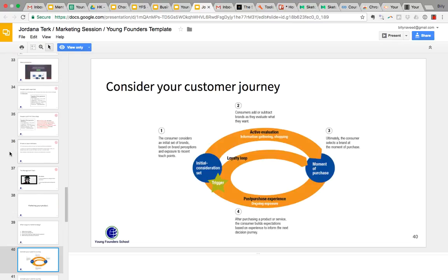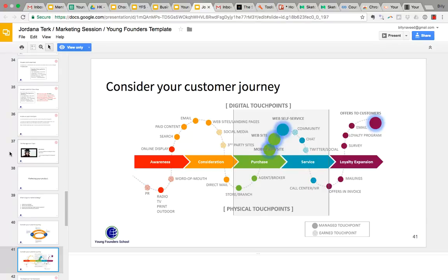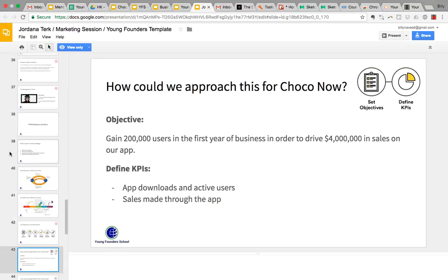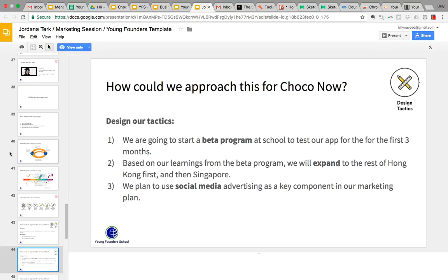We now go through go-to-market strategy, where we obviously talk about the customer journey. We discuss the difference between digital and physical touch points, the objective first framework where we set objective defined KPIs. Remember to set the objective first before you go out and try and figure out what the company does. And here we see we have some objectives for the business Choco Now, where we actually want to gain X number of users to drive a certain number of sales, and the KPIs are downloads, active users, and sales.